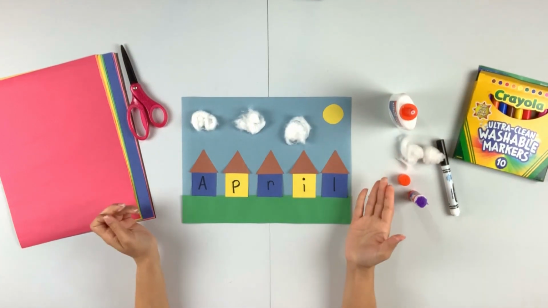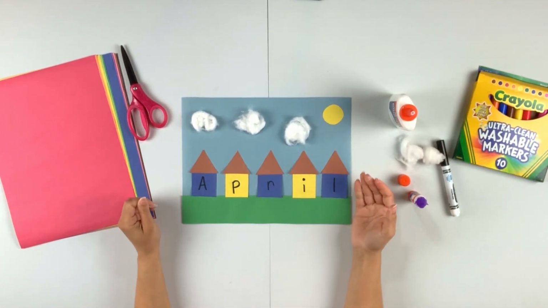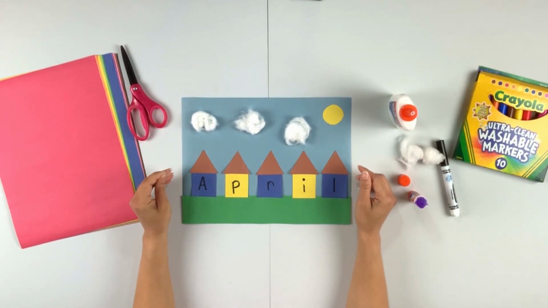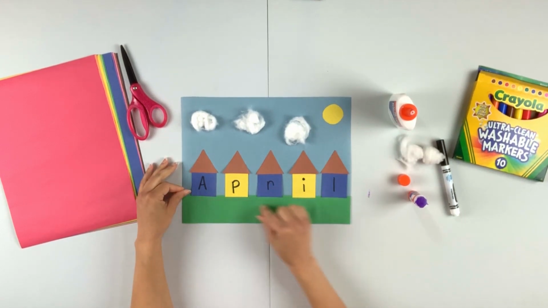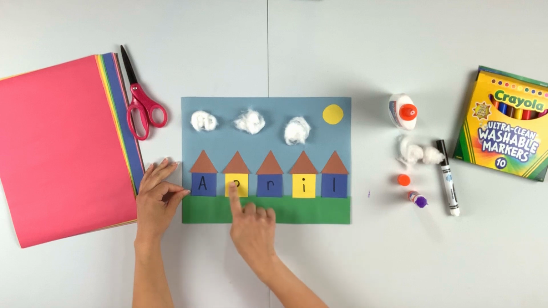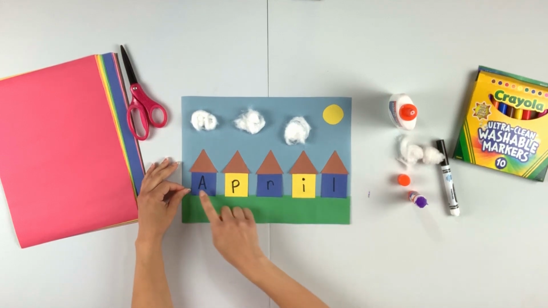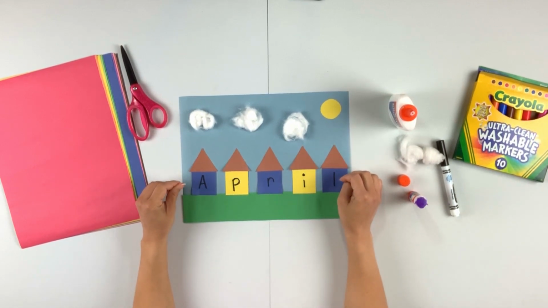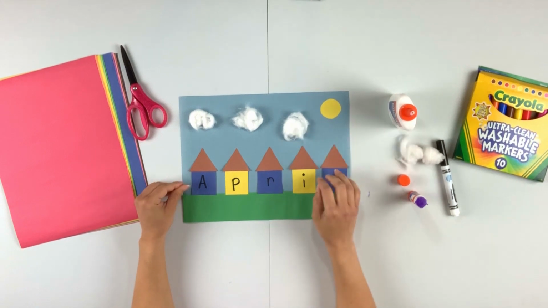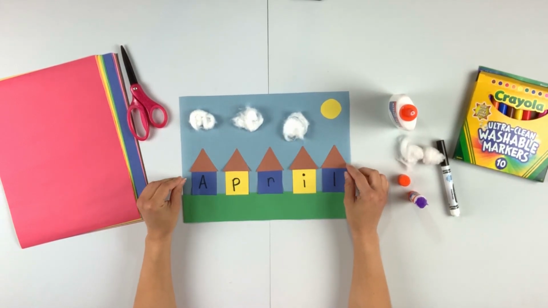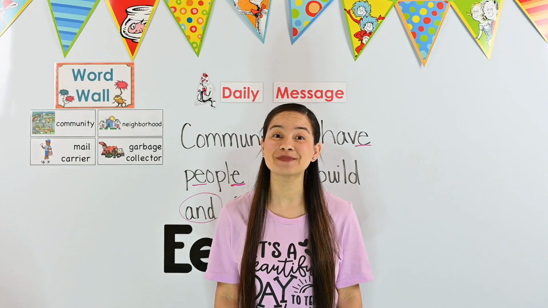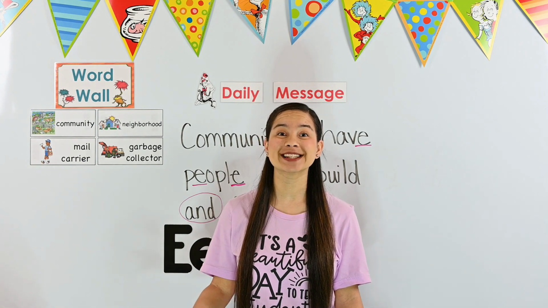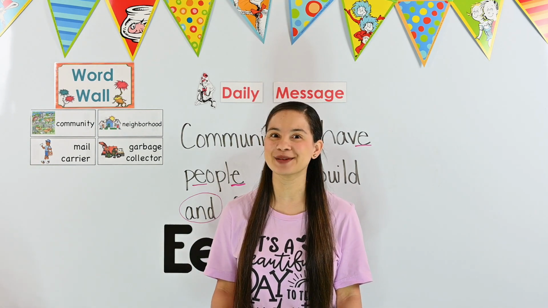There we go. Today we were carpenters. Carpenters are a community helper, and we made a neighborhood. Our neighborhood used different shapes. We used a rectangle for the grass, squares for the houses. We wrote our name on each house, and I used triangles to build my roof. I also have a circle for my sun, and I used cotton balls for the clouds. Did you enjoy making our neighborhood? I did, and I was able to learn and practice a lot of things while we were building our neighborhood.